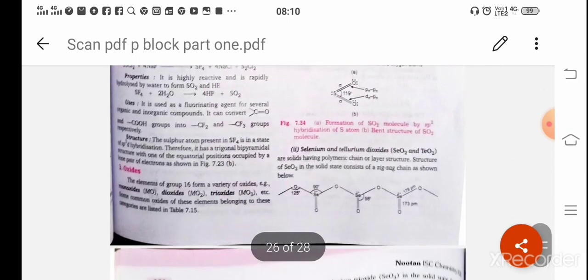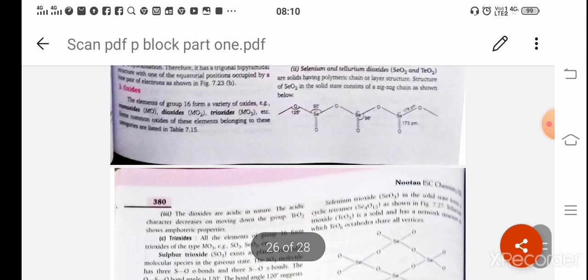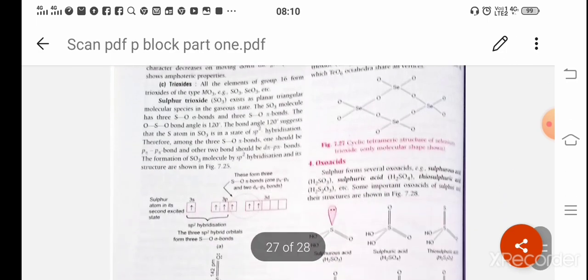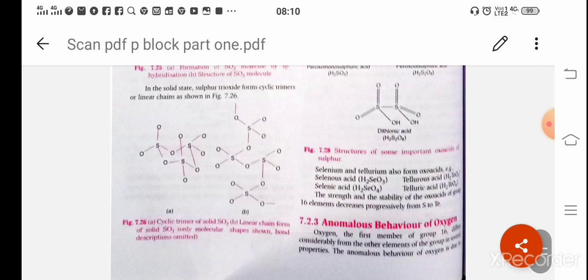Now coming to the next, oxides. All group 16 elements form monoxides, dioxides and trioxides, depending on their stable oxidation state. The most common oxidation states are +4 and +6, but the stability of +6 down the group decreases.